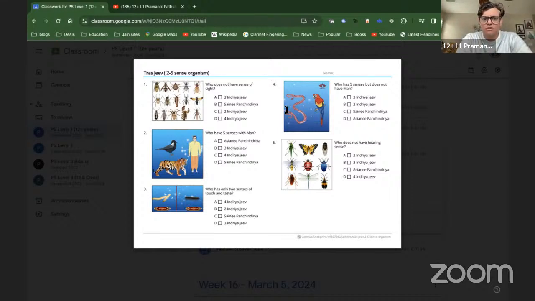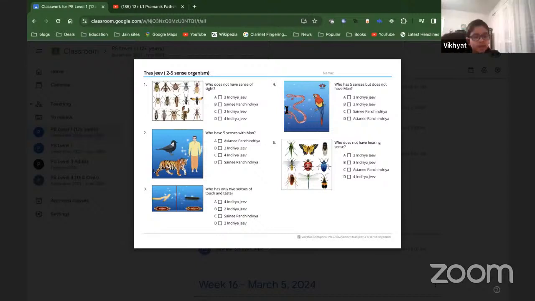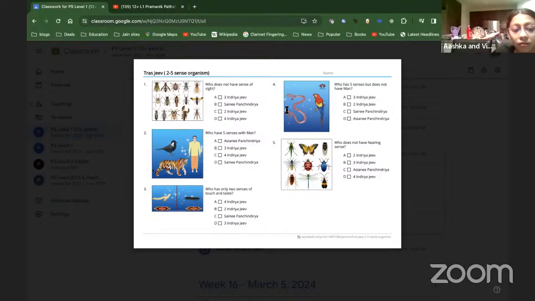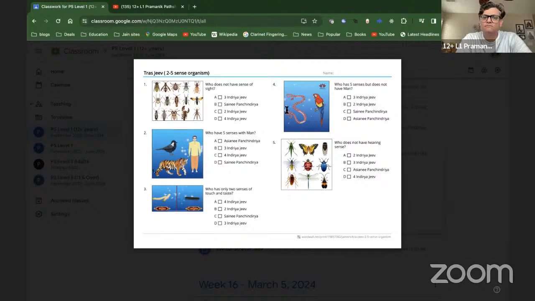Now, what is the most important characteristic of the Thrust Jeeves? What differentiates them from Sthawar Jeev? Yes, go ahead, Vivan. So what are Sthawar Jeevs? They are all stationary. Thrust Jeevs are those which are not stationary. They can move on their own, right? Two sense organisms all the way to five sense organisms.